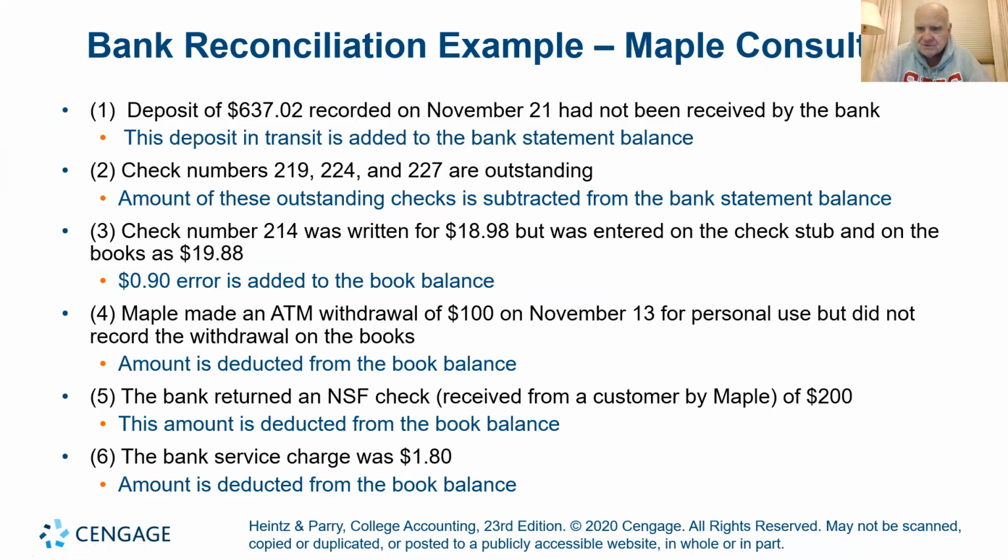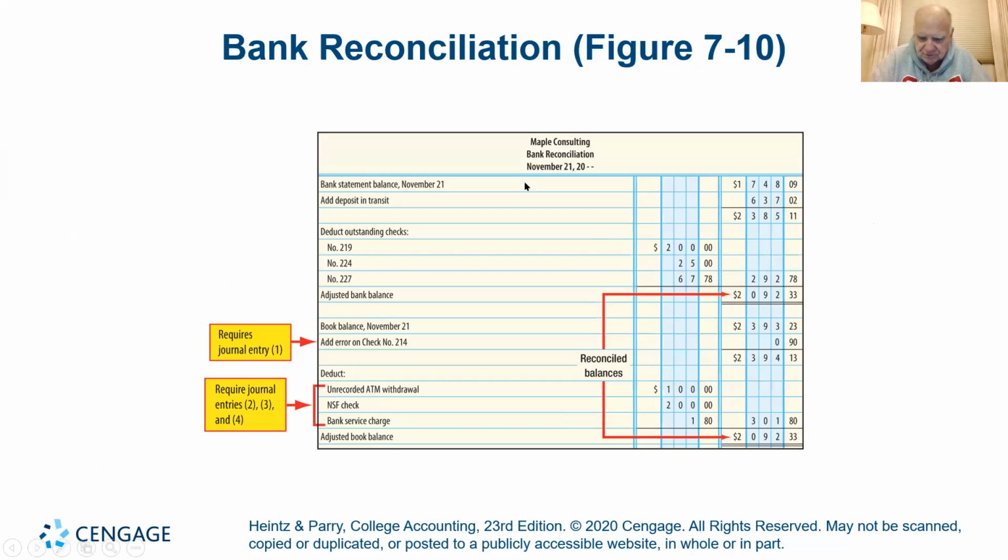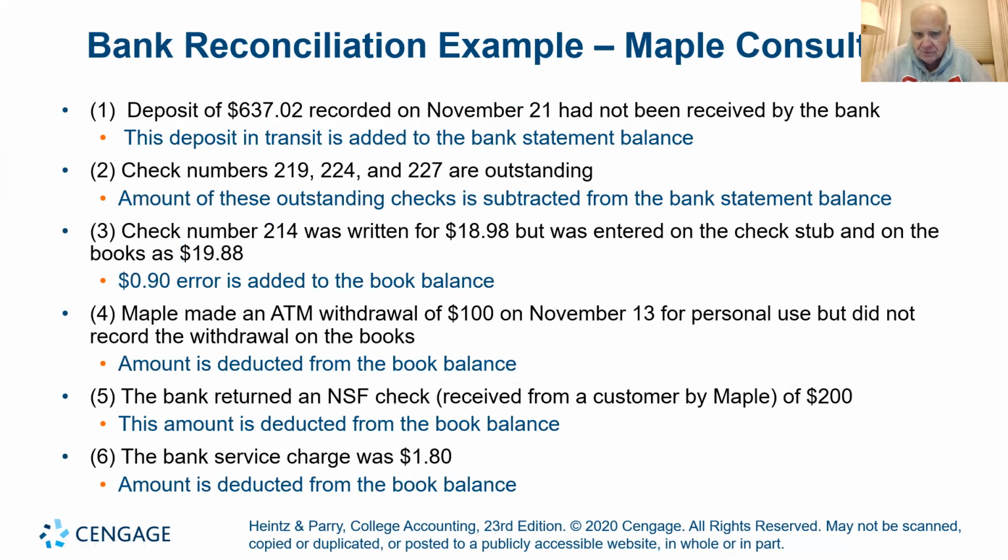And they're showing us some outstanding items, huh? There was a deposit of $637.02 recorded on November 21st, and it had not been received by the bank on their bank statement. So that is a deposit in transit. We have to add that to the bank's balance. But there are 3 checks that we wrote where we reduced our balance, but the bank doesn't have them yet. That would be subtracted from the bank balance.